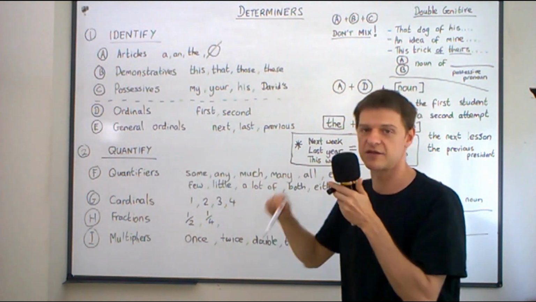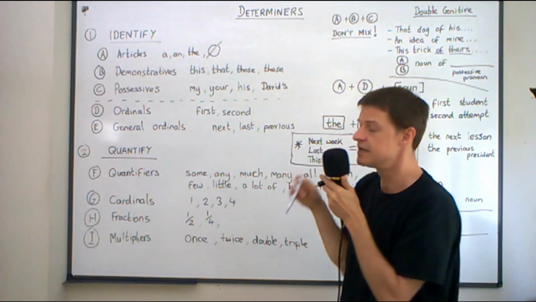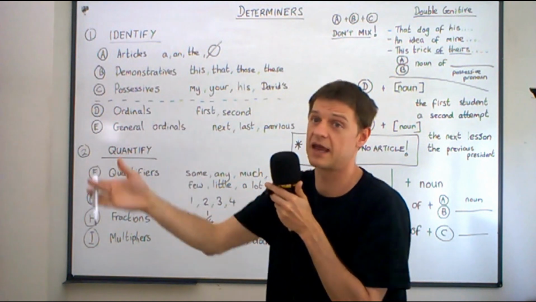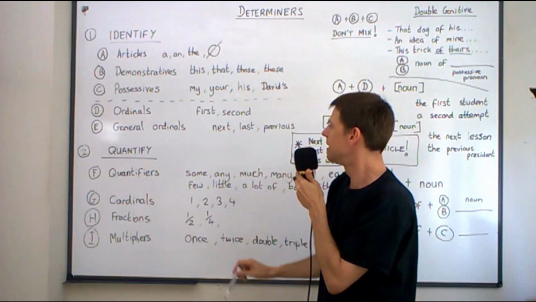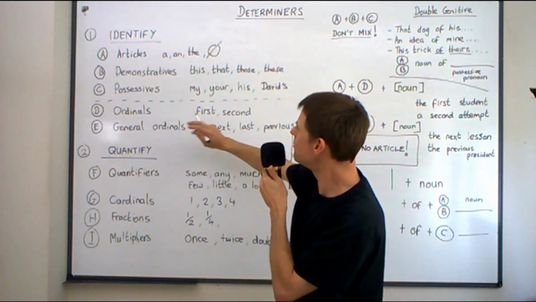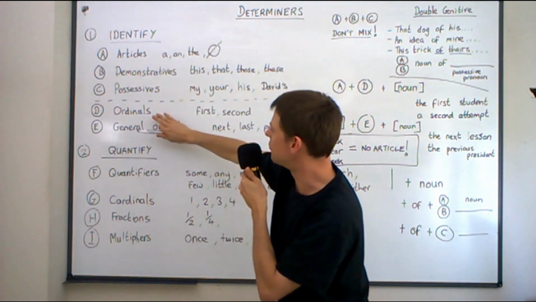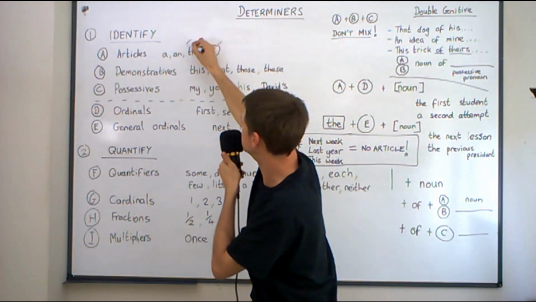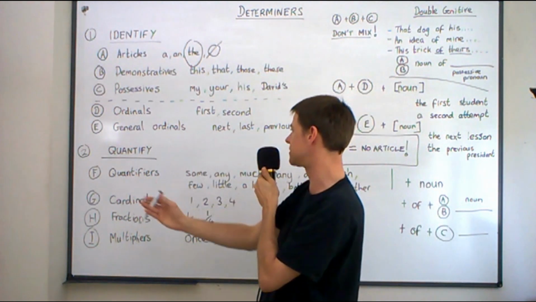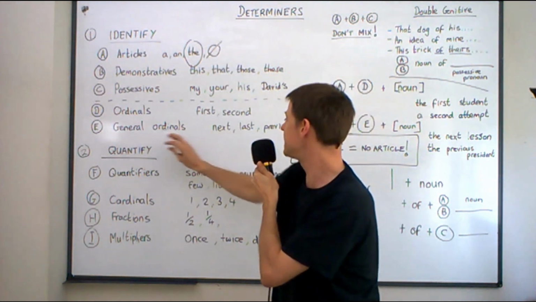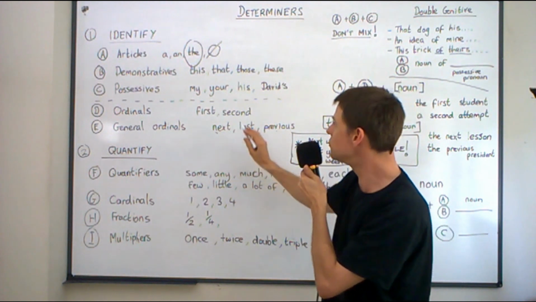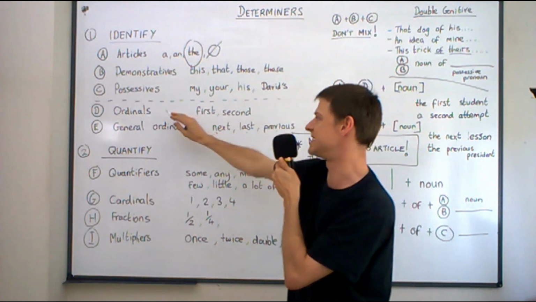Now, ordinal numbers, like first, second, third, they also tell you which one. When you say the second door, or the second turning on the left, you're telling them which turning. And we do say the second turning. Now, notice when we use one of these with ordinals, very often it's the. Okay, that's the first thing to notice. The first one, the second one, the first turning on the right or the second turning on the left. And the same for E, which is general ordinals, which is next, last or previous. We normally use the with all of D and E, okay?